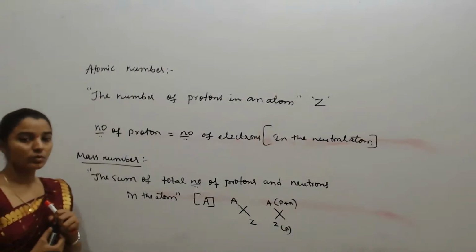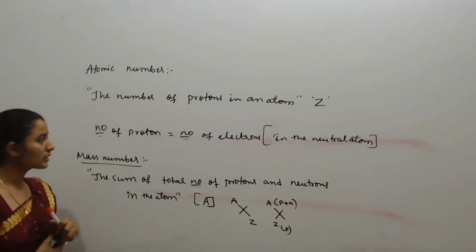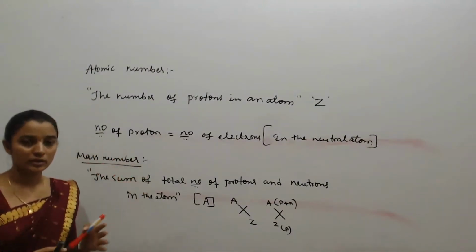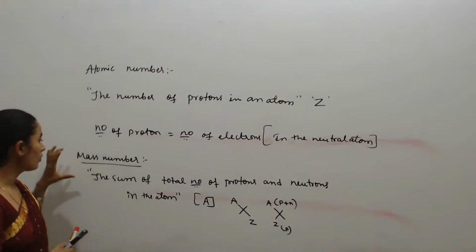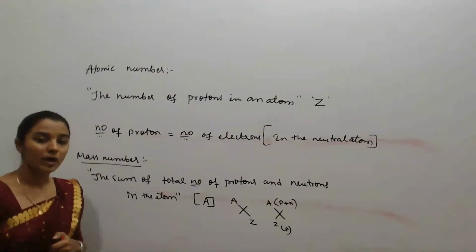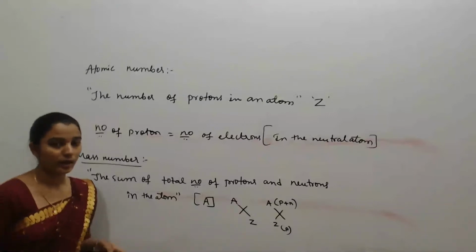In tomorrow's class, we will discuss how the number of protons and electrons in an atom is calculated, how the mass number is determined, and how the molecular mass is calculated using the atomic number. Okay, thank you.